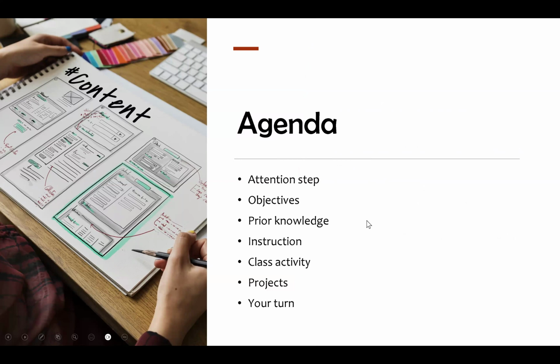And our agenda is to do some of these things that are indeed the 9 steps of instruction. We started out with an attention step and we covered the objectives. So let's talk a little bit about some of these other things there.